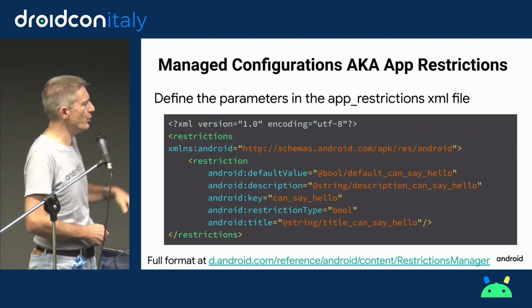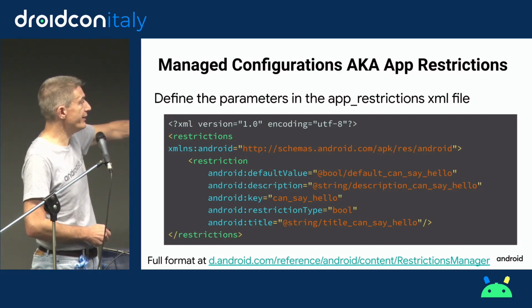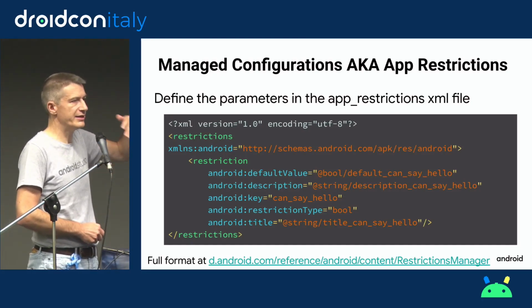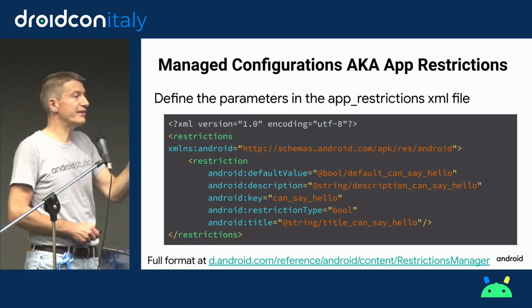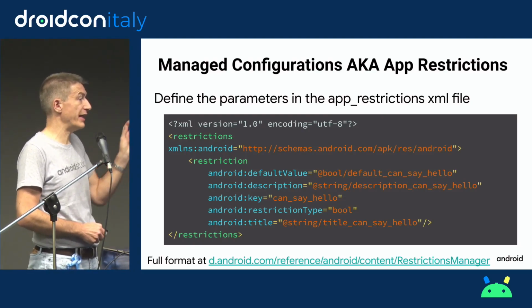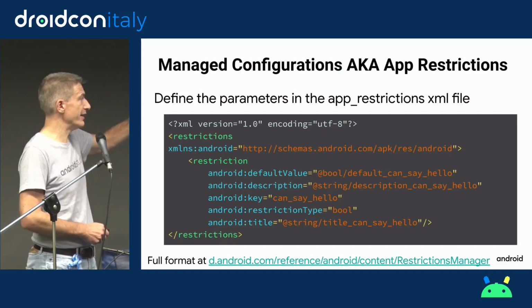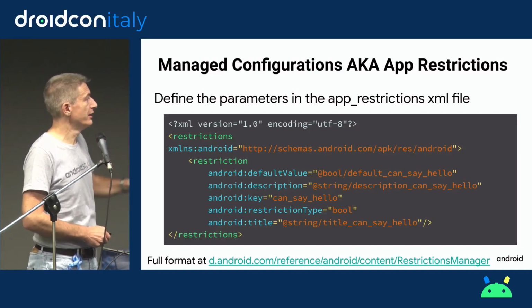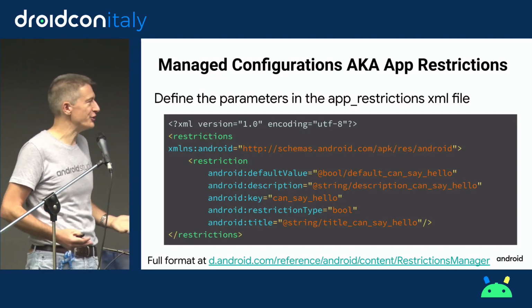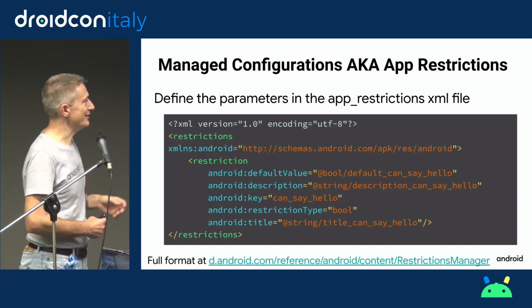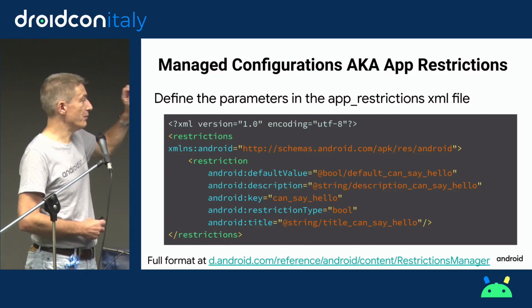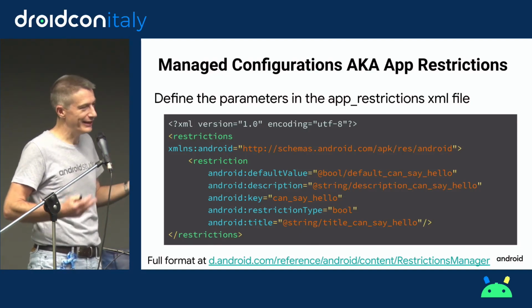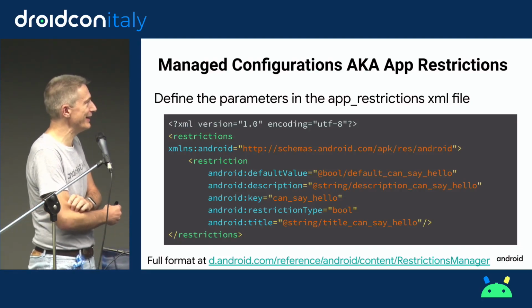So in the sample we have, for example, there is this Boolean restriction. You can have integer, string, Boolean, and so on. This is of type Boolean. The key is the identifier that you are going to use in the application and everywhere to understand that we are talking about this particular restriction. That is really not a restriction, it's a configuration, but that's how it started. The full format is available on developer.android.com under the restriction manager, because again, that is the name that we used at the beginning, and now it's managed configuration.